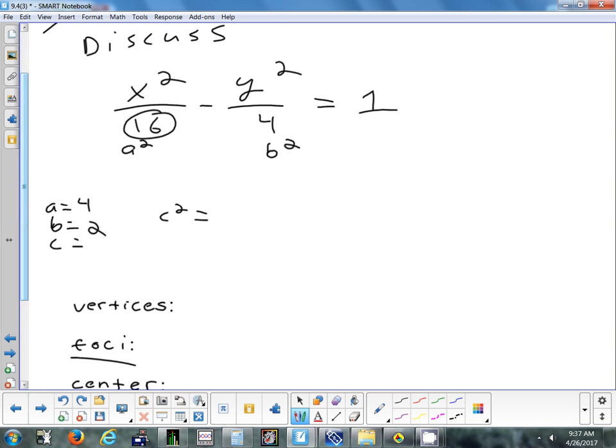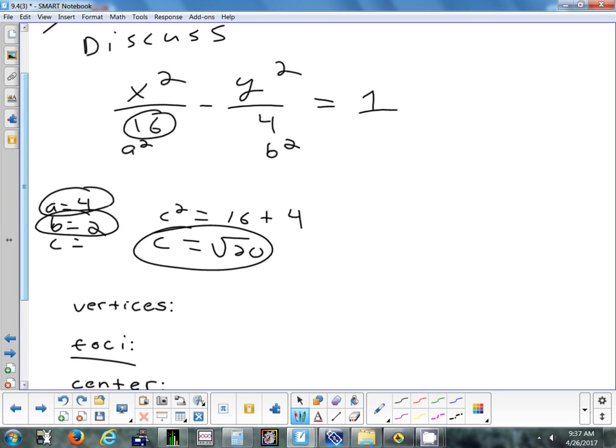Now, they do want to know the foci, so I need c. So c squared equals a squared plus b squared. So what is the square root of 20? So we got a, b, and c.